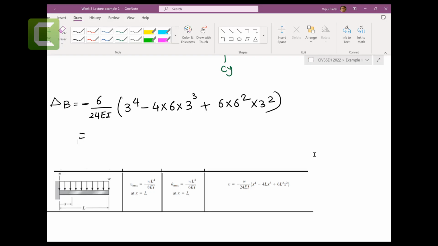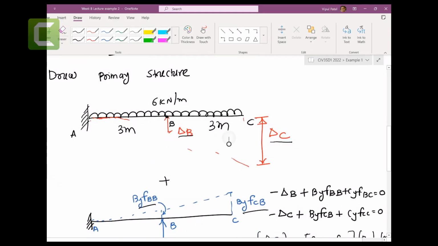Three to the power 4, minus 4 times 6 times 3 cubed plus 6 times 6 times 6 times 3 squared, minus 624 over EI. 1377 times 6 divided by 24, you get minus 344.25 over EI. Right, so I think the first deflection is found. Deflection delta B. As I mentioned, we need to find 6 of them. So deflection delta B is found.